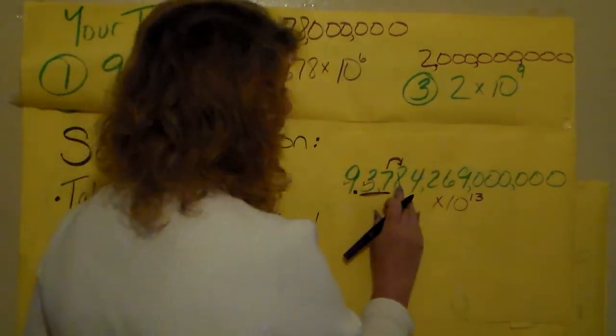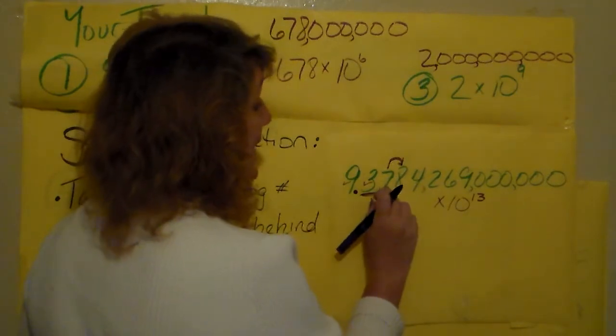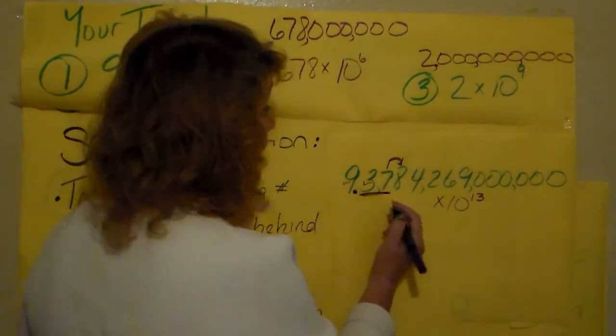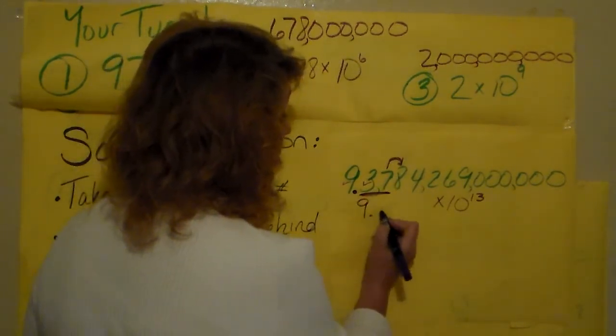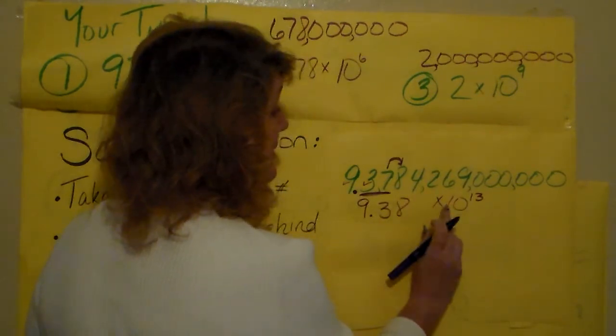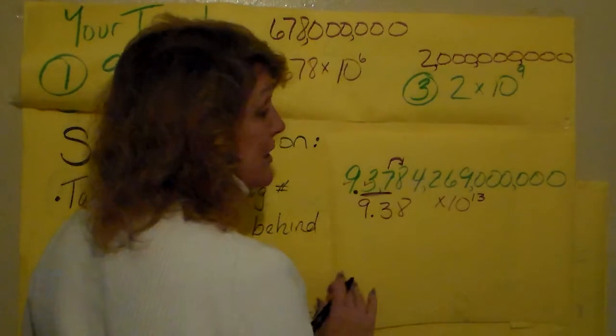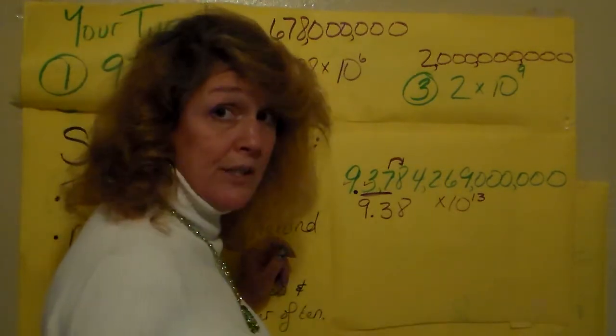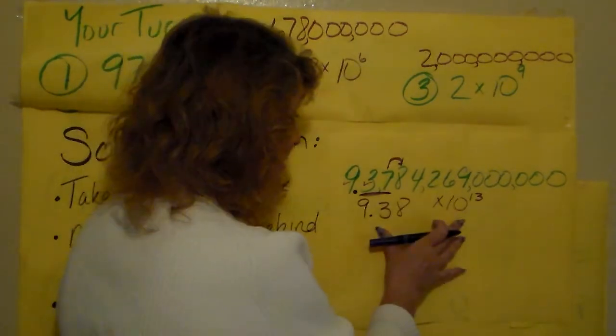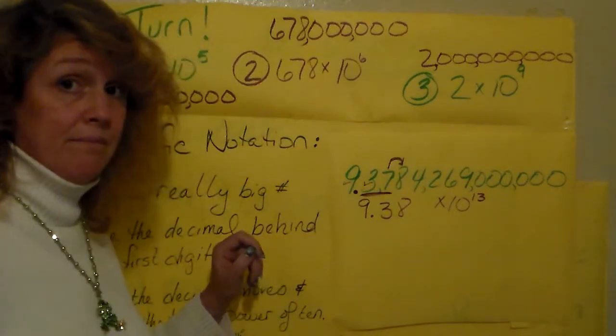So we're going to look at this 8. We're going to say, aha, the 7 rounds up to 8. So this is 9.38 times 10 to the 13th. All the rest of these numbers disappear because they're too small to deal with.